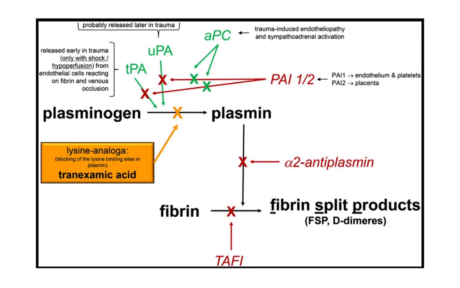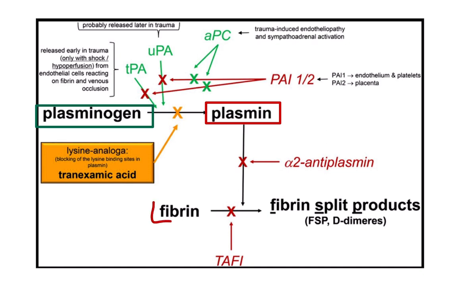In the coagulation pathway, we can see the plasminogen. This plasminogen is converted into plasmin, and this plasmin finally acts on fibrin, and it causes the fibrin split product, or fibrin degradation product, or D-dimer. So it is the normal pathway.